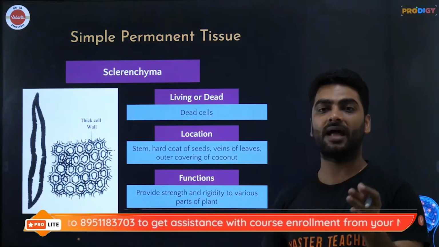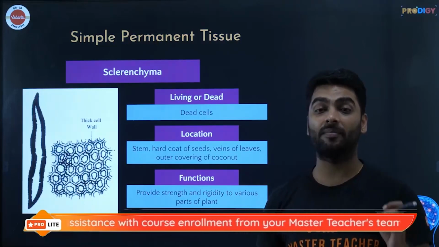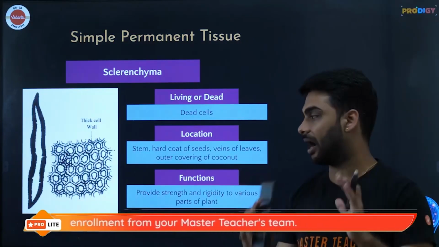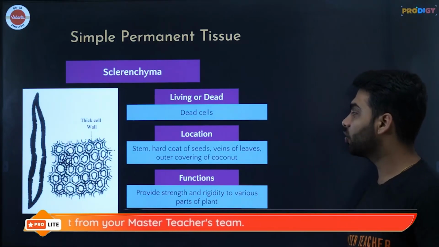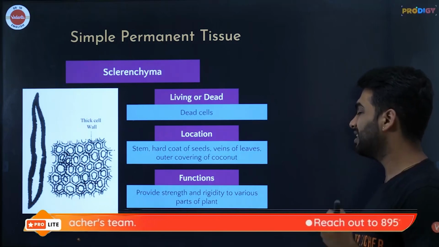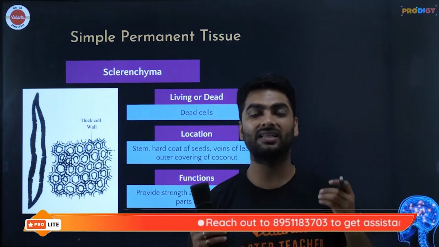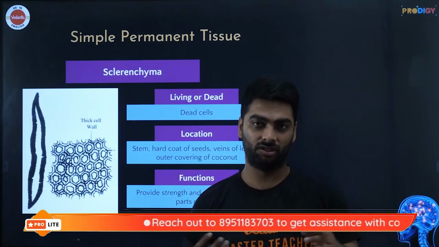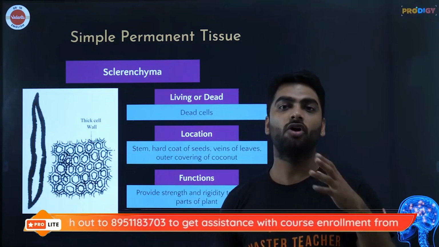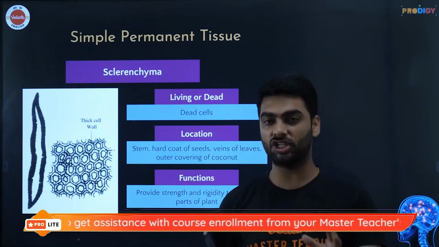So the difference is that Parenchyma is living, Collenchyma is living, but Sclerenchyma are the dead cells. So dead, you will find it mostly in the bark, stem, hard coat of seeds, veins of leaves, and outer covering of coconut. They provide strength and rigidity to various parts of the plant. So basically, these are the dead tissues where no more function is required. The only reason for them to be present in the plant is to give support and hardness, rigidity.